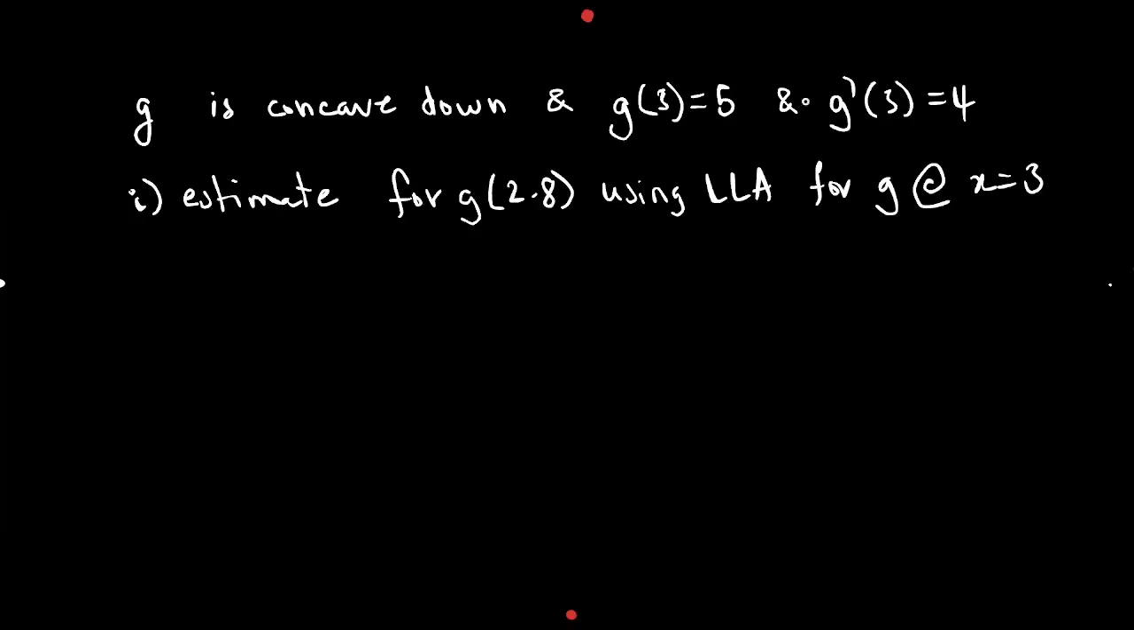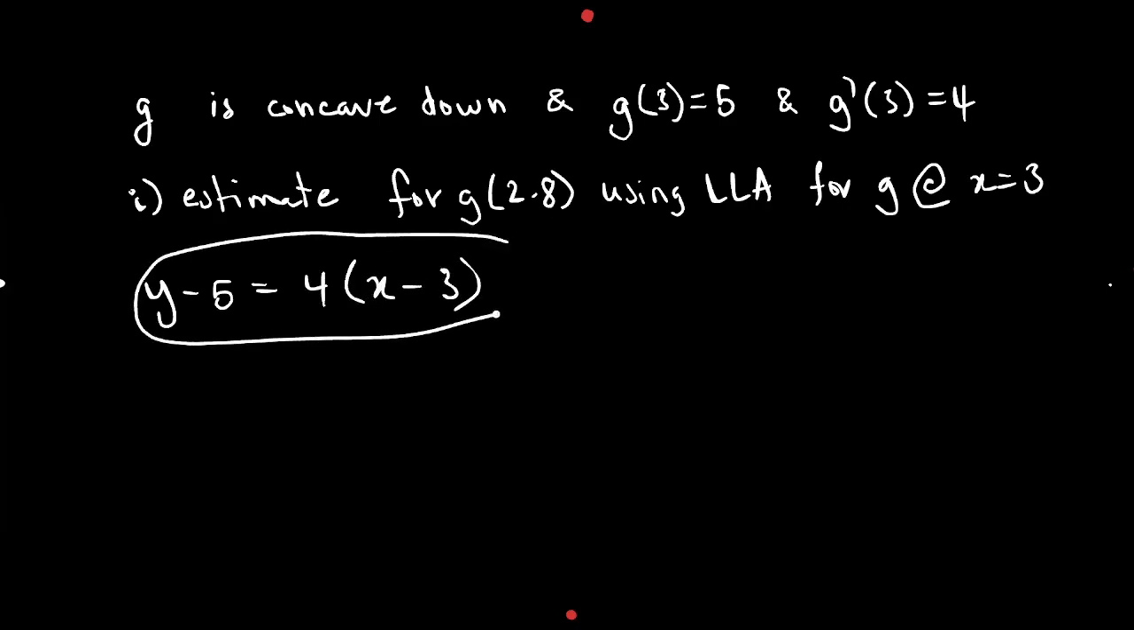And because we have this information, we know we can use y minus y1 is equal to m, which is our slope, times x minus x1. We have all of these values available to us, so let's begin by constructing that tangent line. So we can see that y minus 5 is equal to 4 times x minus 3. So this here is going to be the equation for our tangent line.